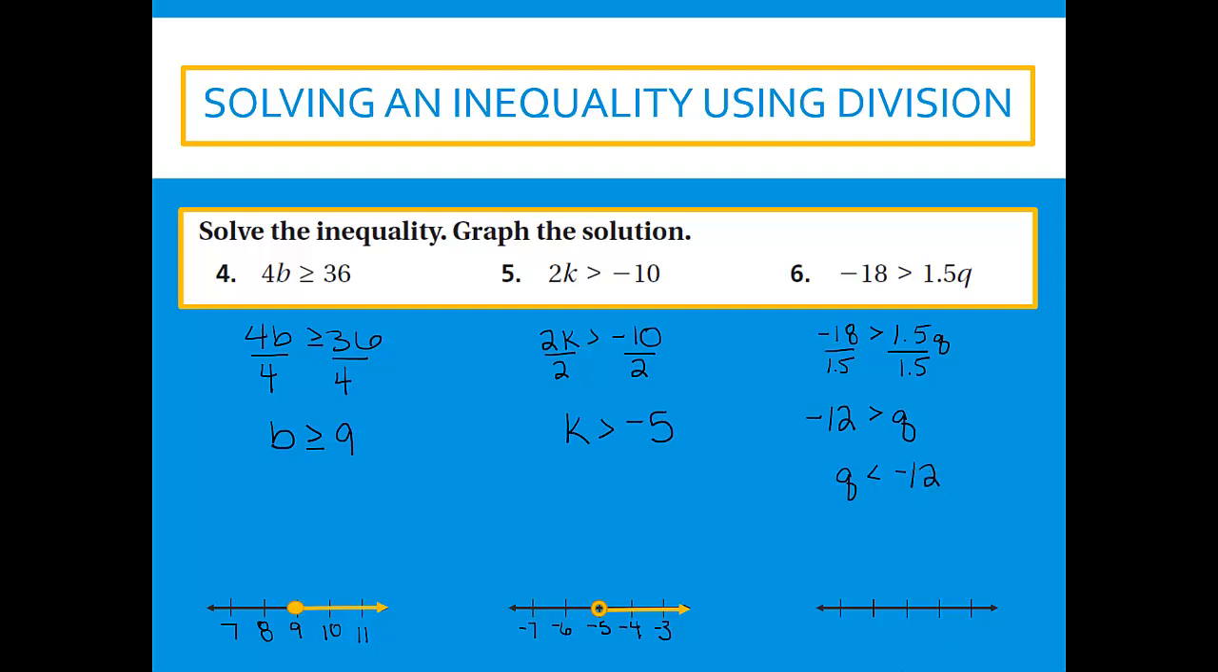Now let's fill out our number line. So we have negative 12, and then to the right we'd have negative 11 and negative 10. And to the left we have negative 13 and negative 14. Our symbol is less than, so that tells us we have an open circle at negative 12. And the numbers that are less than negative 12 will be the numbers to the left. So we will shade to the left.